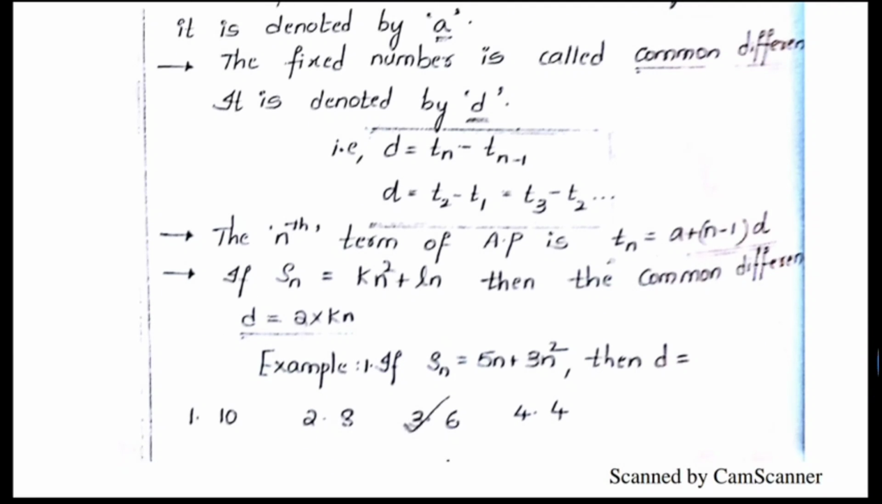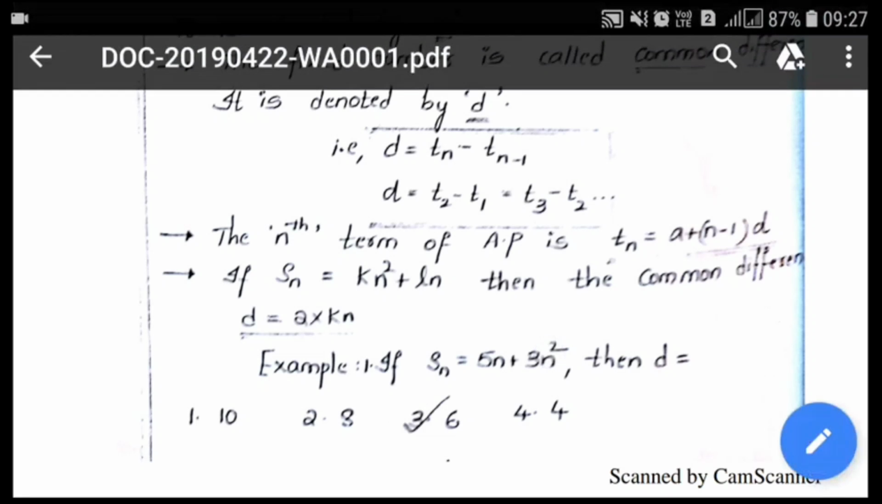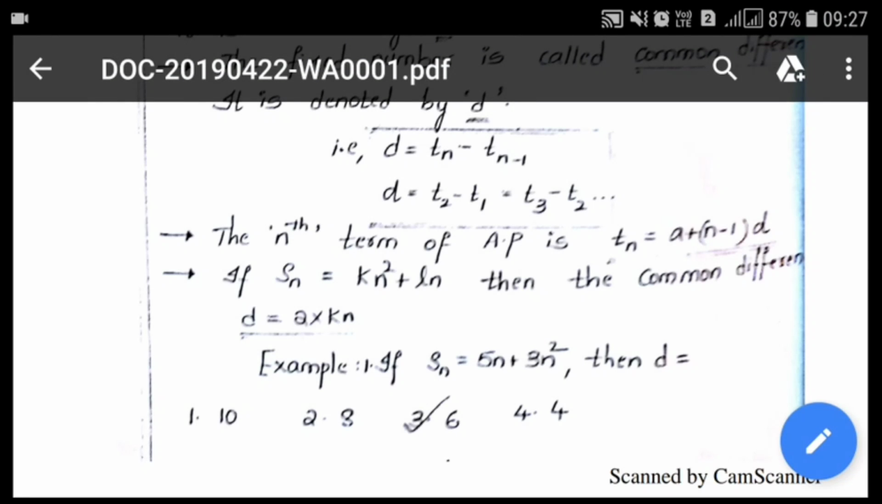Now I will tell you one shortcut. Please remember this shortcut; definitely you will get 1 mark. If the sum of n terms, Sn, is equal to k n square plus l n, then the common difference d is equal to 2 into k. That is, 2 into k, where k is the coefficient of n square. Here n is not there. So I will show you.